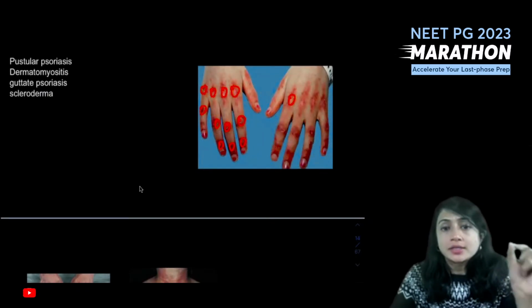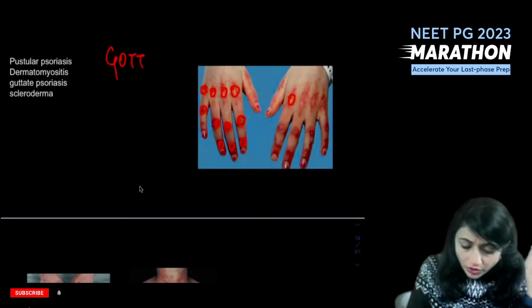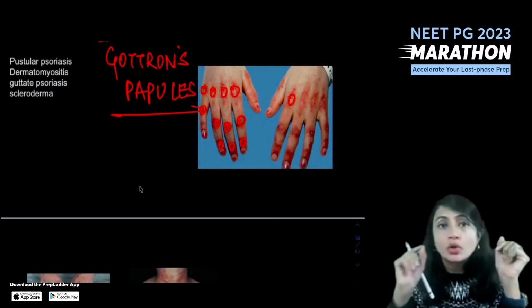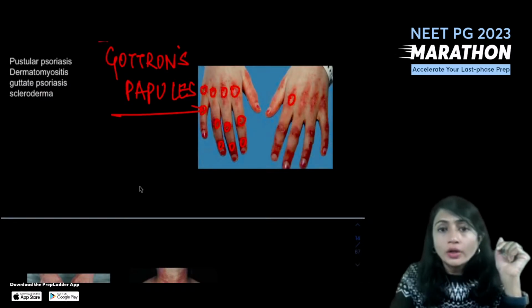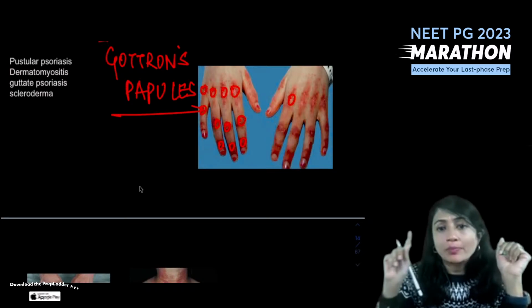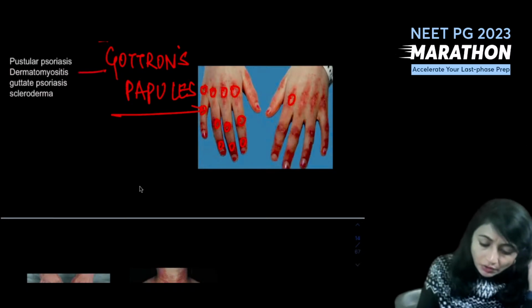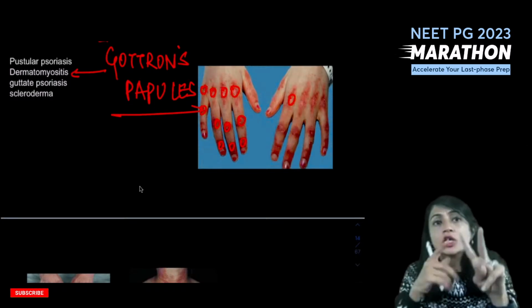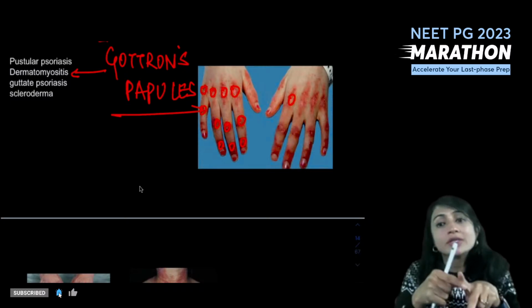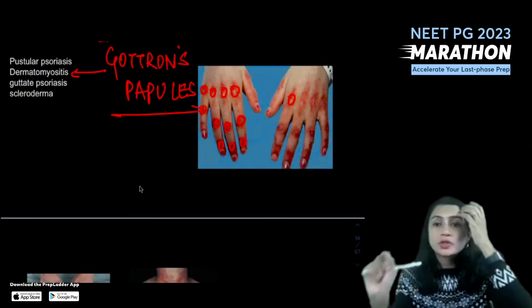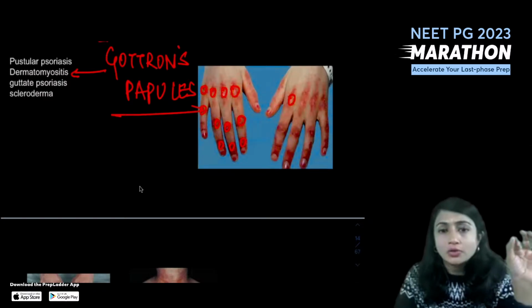So this is typically called Gottron's papules. When you see erythematous scaly papules on the metacarpophalangeal joint or interphalangeal joint, we call it Gottron's papule. And Gottron's papule is a characteristic feature of dermatomyositis. What are the two characteristic features of dermatomyositis? Gottron's papules and Gottron's sign. Their characteristic feature, if you see them, you can label the patient as dermatomyositis.